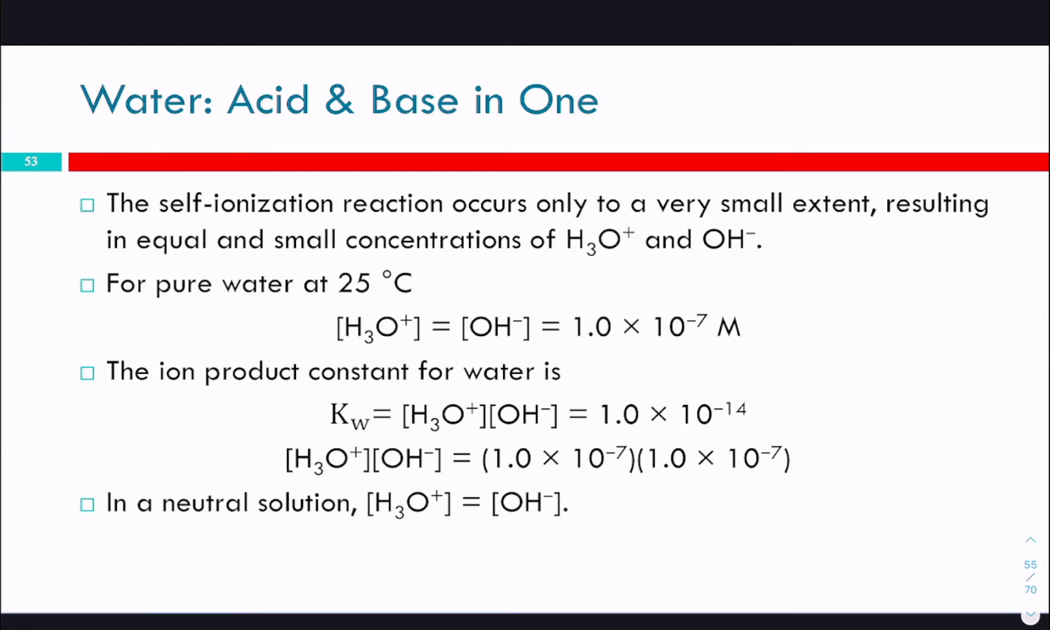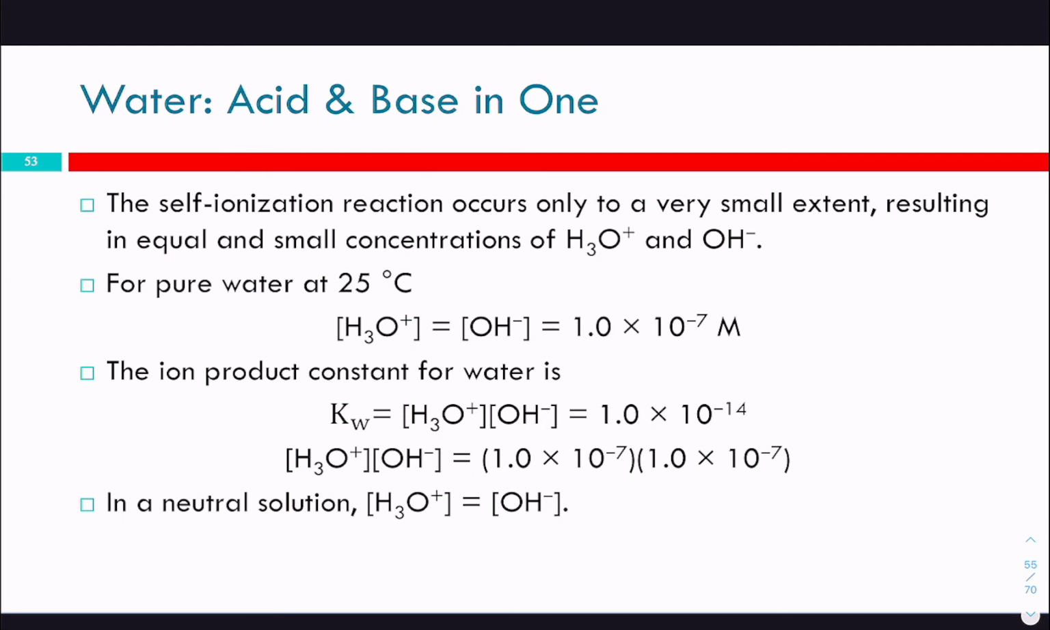All right, so it only occurs a tiny bit, but it's always there in any water. You end up with small but equal concentrations of H3O plus and OH minus, because one water has to take a hydrogen from another water to get the H3O plus and the OH minus. The concentration in pure water at 25 degrees C, because it does change with temperature, of H3O plus and OH minus will be 1 times 10 to the negative 7 molar, or moles per liter. It's a very, very small amount.